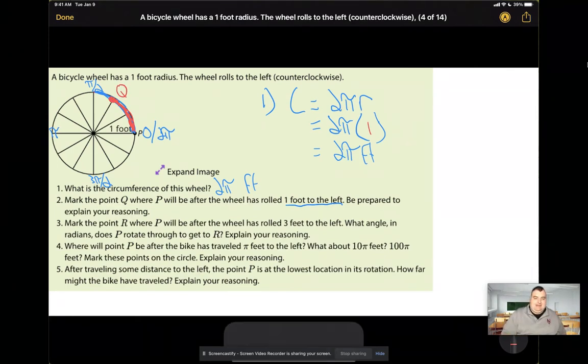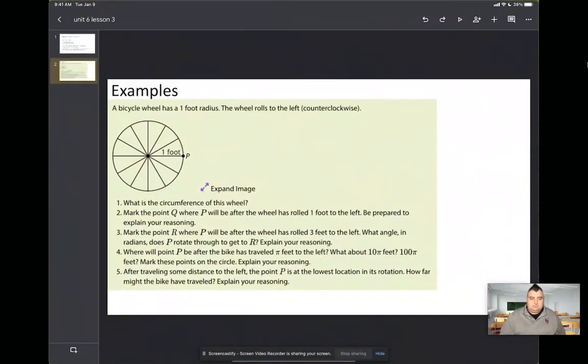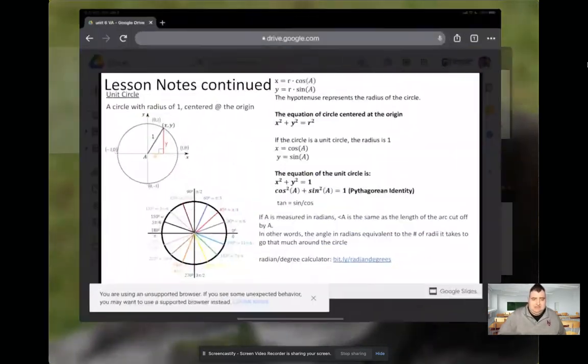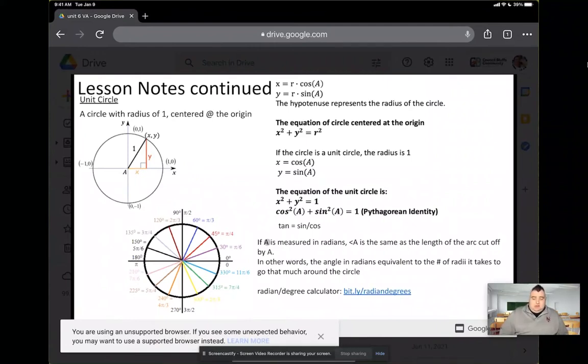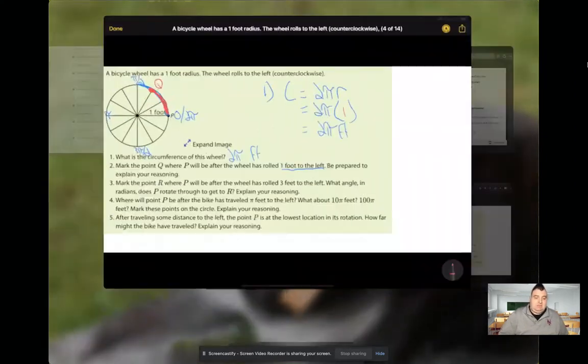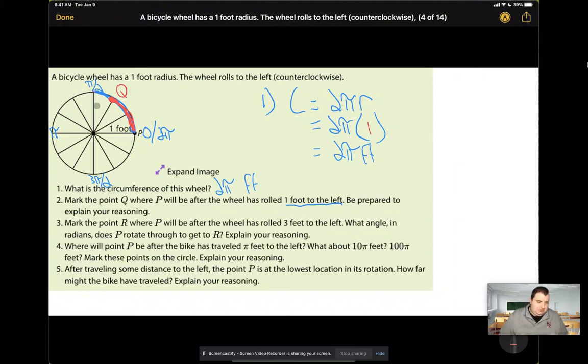Now again, how did I get that? If we go back to the lesson notes again, the arc length is the same as the angle in radians. So I know that directly up from center is pi over 2 radians, which means that a quarter of a circle, that arc, is going to be pi over 2 feet. Well, pi over 2 is about 1.57. So 1 foot is going to be just short of that. So that's how I got that.